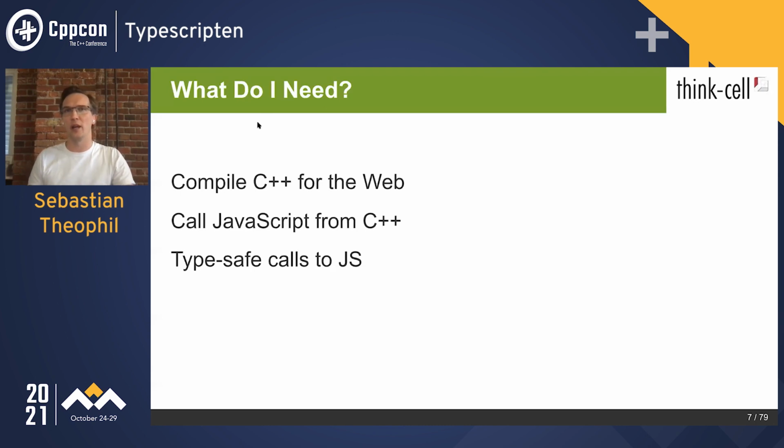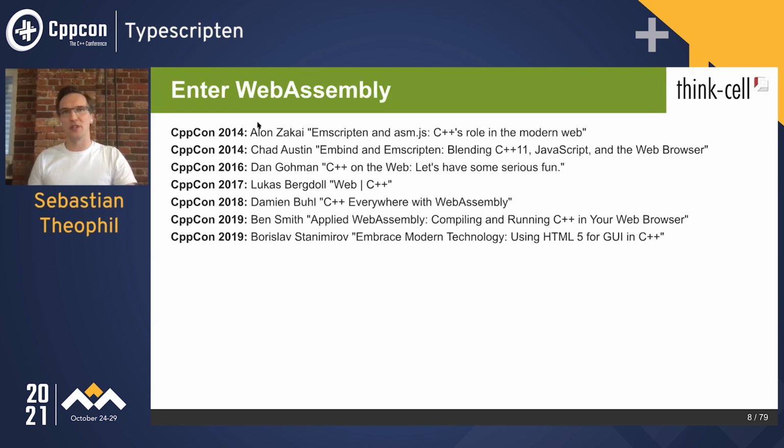We need to compile anyway. It would be nice if that compilation step would give us anything back. So how do we do those three things? How do we get C++ onto the web, first of all? That's where WebAssembly comes in, of course.